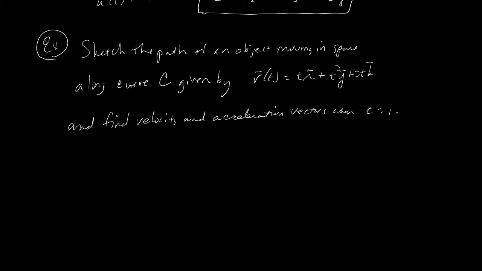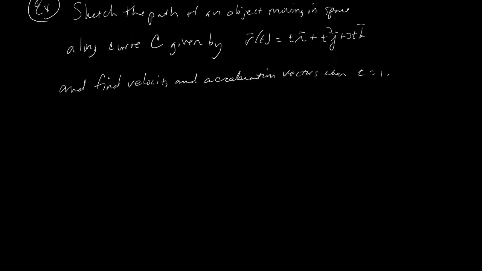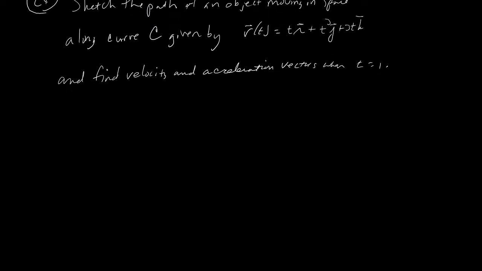There we go. Okay, so we have our curve. First thing we want to do is sketch that. So we've got r of t. I'm going to rewrite it down here. That's equal to t, t cubed, 3t. So x of t is t, y of t is t cubed, and z of t is 3t.